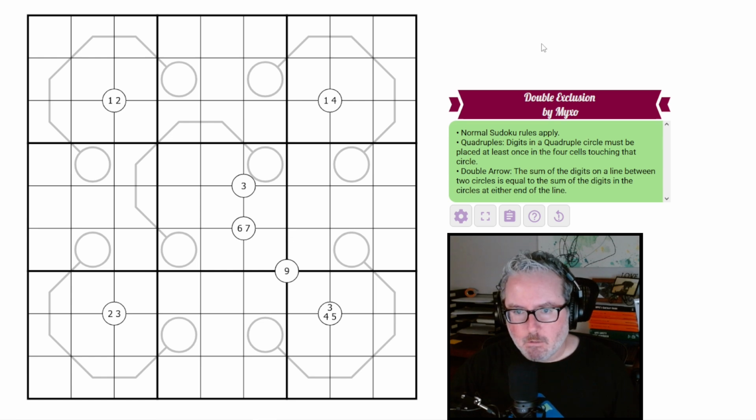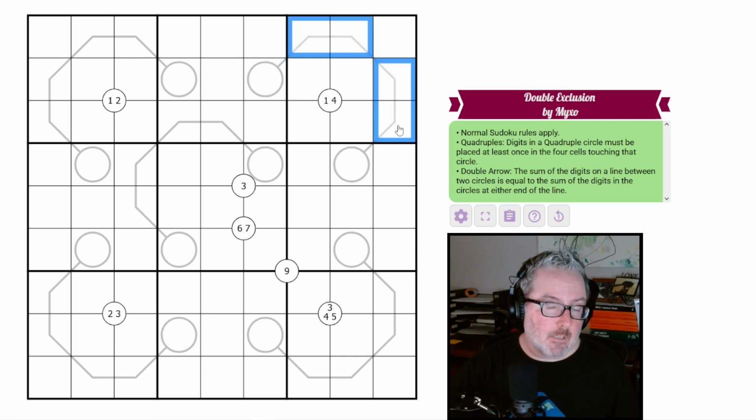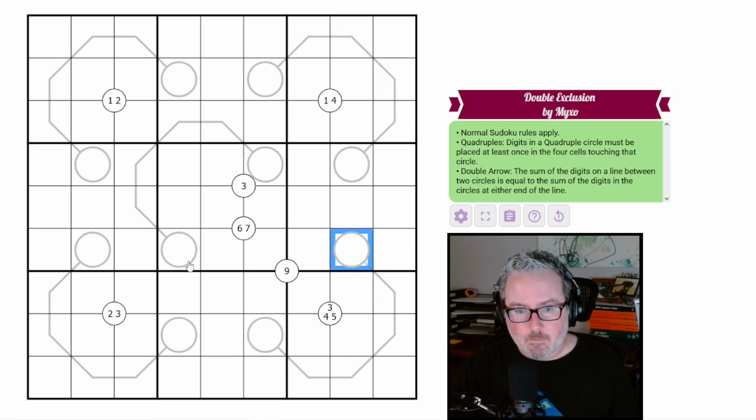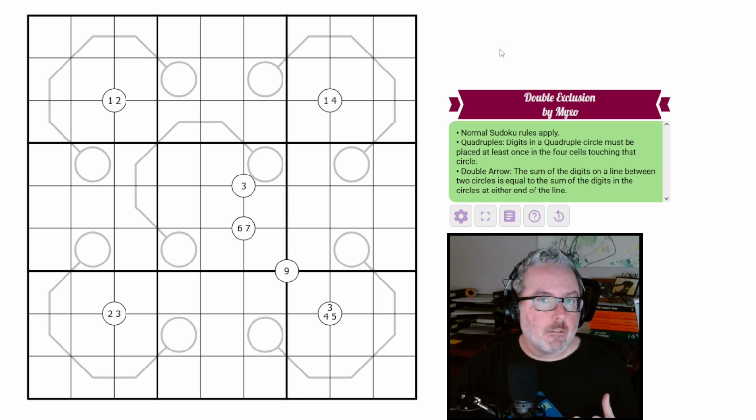Then we have double arrow. So the sum of the digits on a line between 2 circles is equal to the sum of the digits in the circles at either end. Okay, I think we've seen that before in something. But anyway, what it means is that whatever these 2 digits add up to, these 4 digits must add up to the same value. Same goes for all of these other ones. So those are the only rules: quadruples and double arrows.